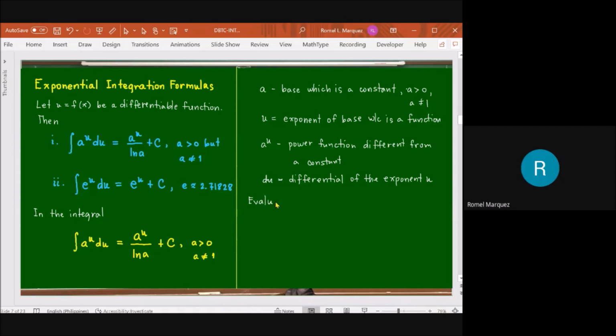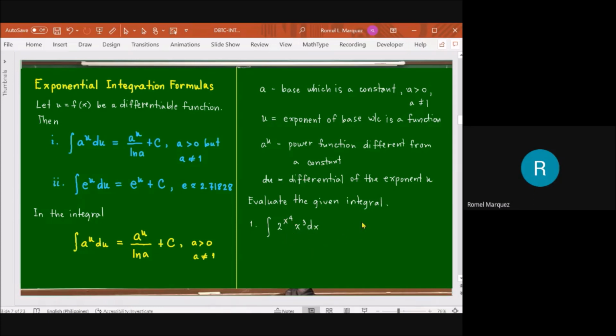Evaluate the given integral. Number 1: the integral of 2 to the x to the 4th, then x cubed dx. If you look at the integrand, there are two parts. One is 2 to the x to the 4th, and the other is x cubed. But x cubed is possibly the derivative of x to the 4th. So what we consider as the power is 2 to the x to the 4th. Since the base is a constant and the exponent is a function, this is exponential integration.